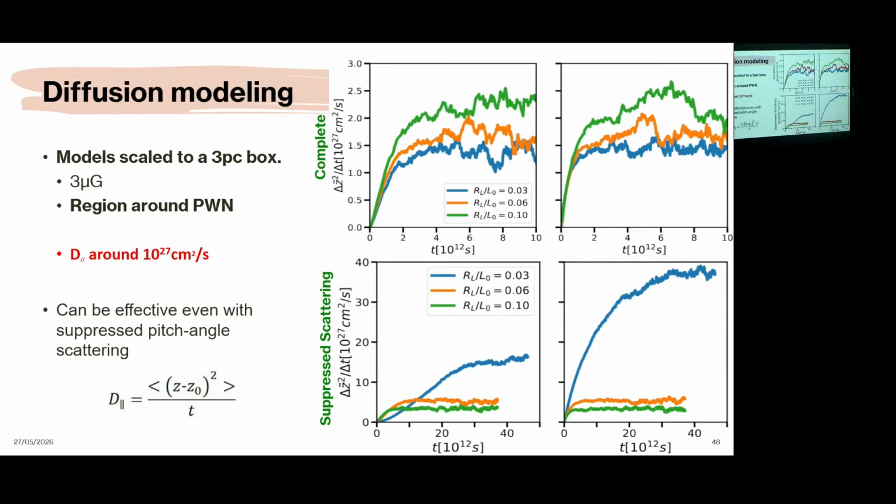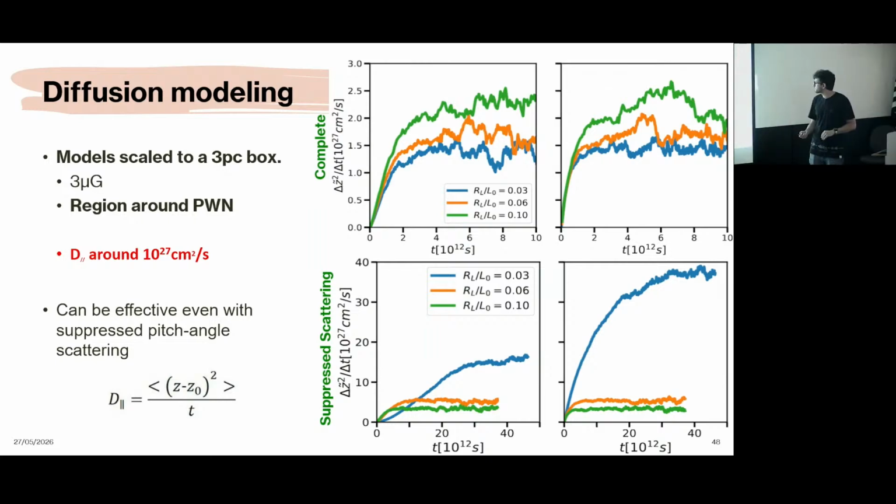So even if the pitch angle scattering is not present or is not too strong in the system, mirror alone could still be enough to slow down the particles and trap them around the sources and explain these diffusion coefficients.